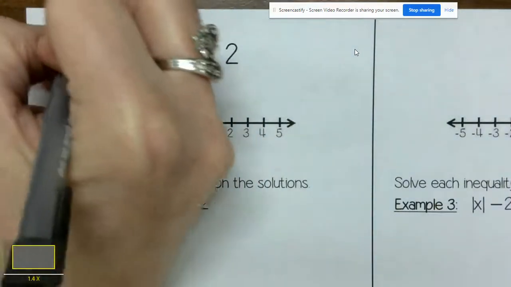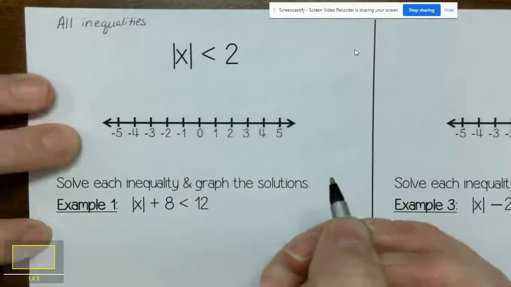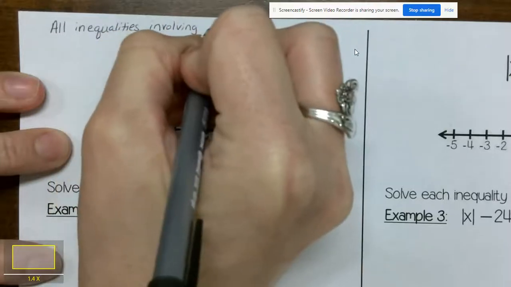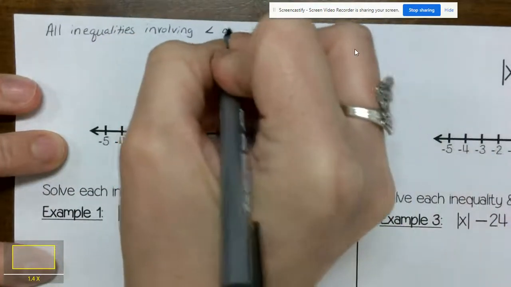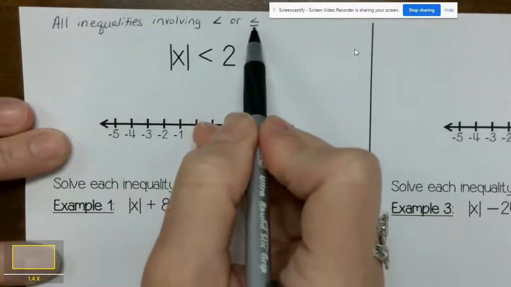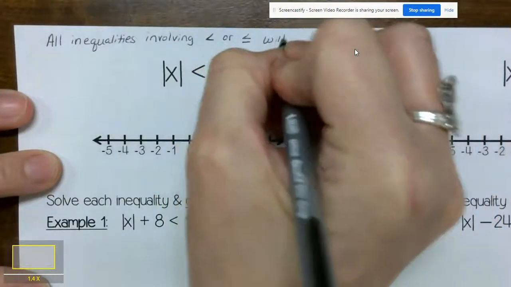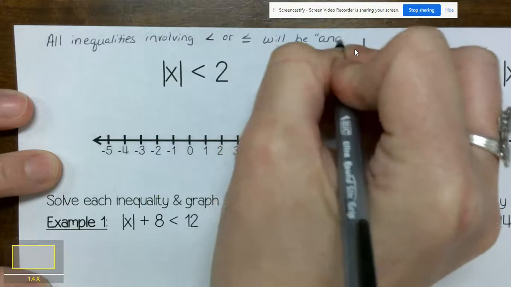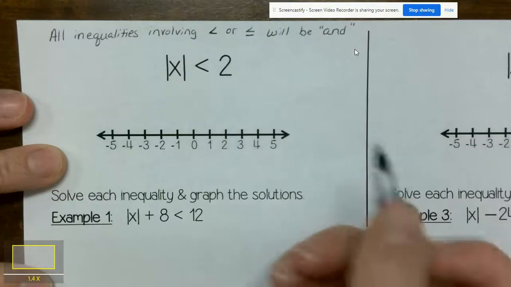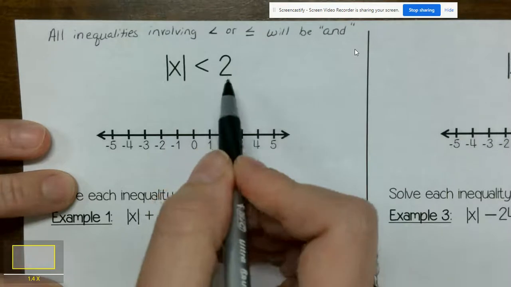That rule is that all inequalities involving less than or less than or equal to, if they have a less than sign or a less than or equal to sign, you're going to use the word and. It will make sense in just a second when I work one. What I mean by that is you're going to have to set up two different inequalities to solve here.